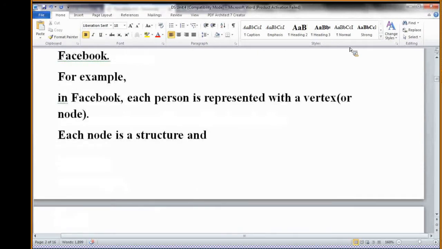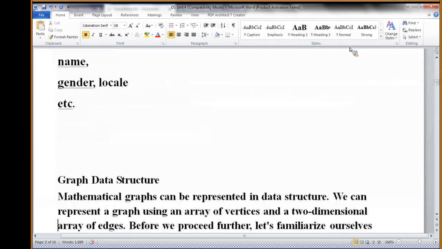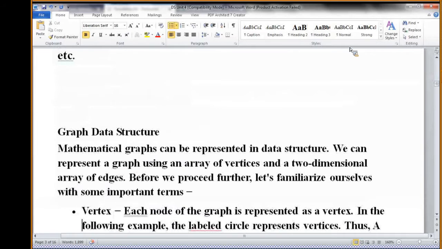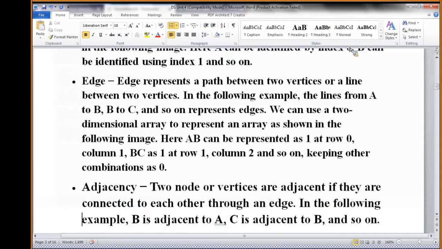Once it is called a node, you already know how the tree node is initialized with a structure. The same way here also we use a struct node, which contains the particular person's ID, name, gender, local address, phone number, everything. So the familiar words are vertex, edge, and adjacency.